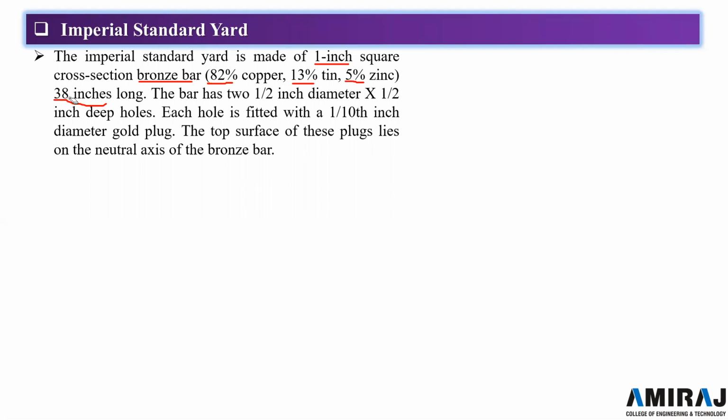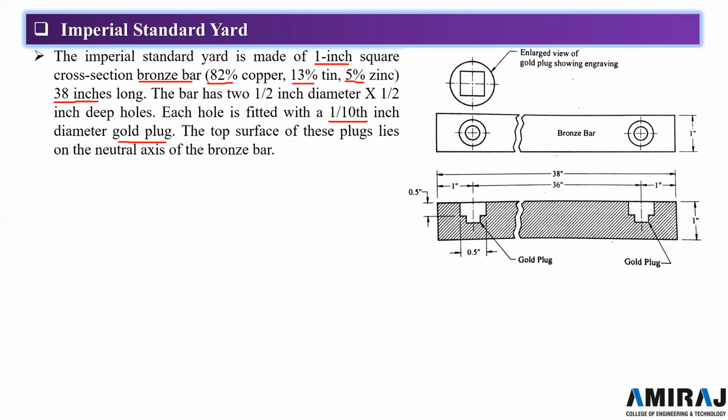The bar has two holes of 1.5 inch diameter and 1/2 inch depth. Each hole is fitted with a 1/10 inch diameter gold plug. The top surface of these gold plugs lies on the neutral axis of the bronze bar. So here you can see in the Imperial standard they are made of 1 inch square cross section.